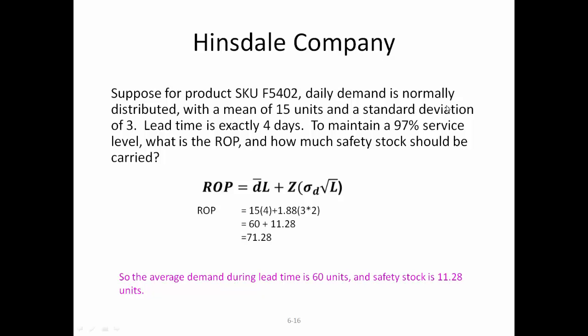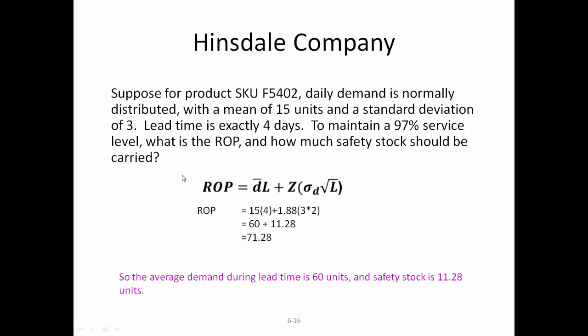So here's a product whose daily demand is normally distributed with a mean of 15 units and a standard deviation of 3. The lead time is exactly 4 days, so we know what the lead time is. To maintain a 97% service level, what is the reorder point and how much safety stock should be carried?